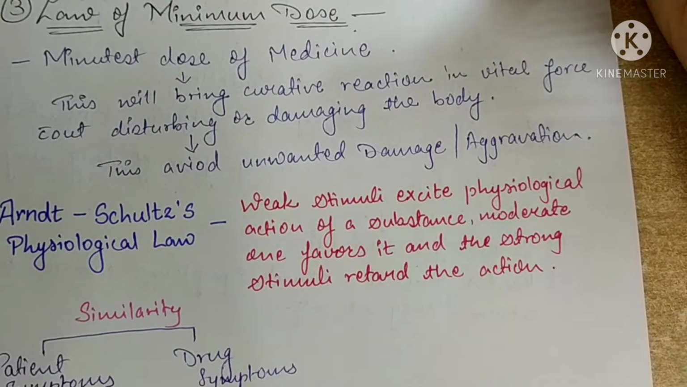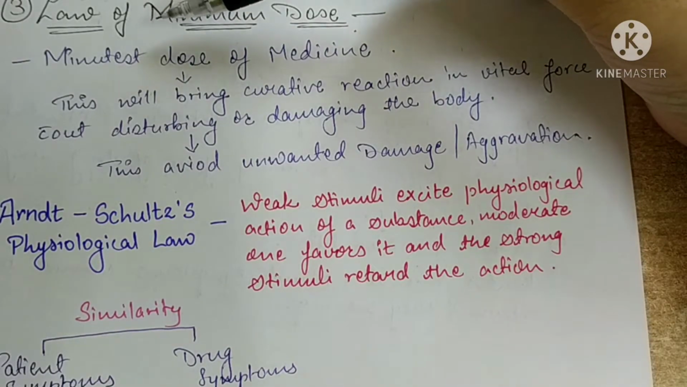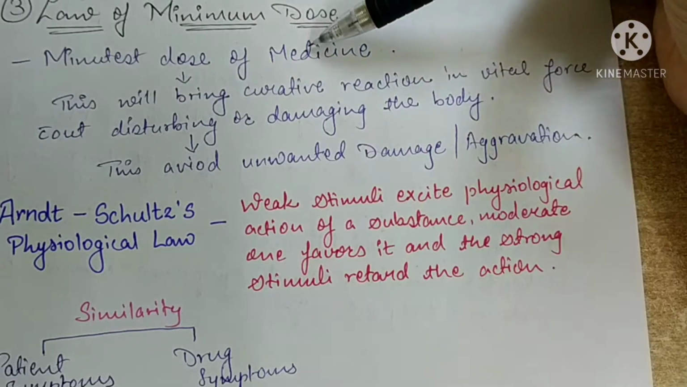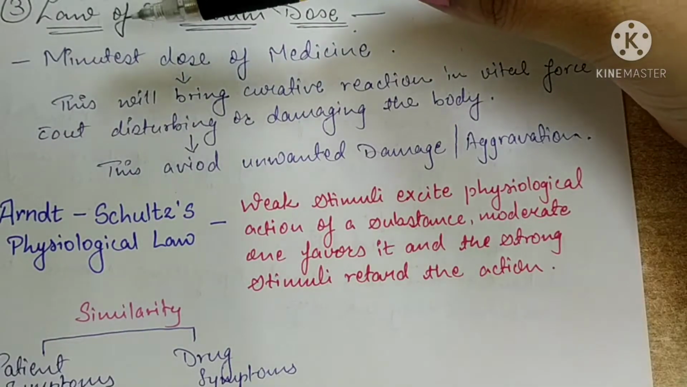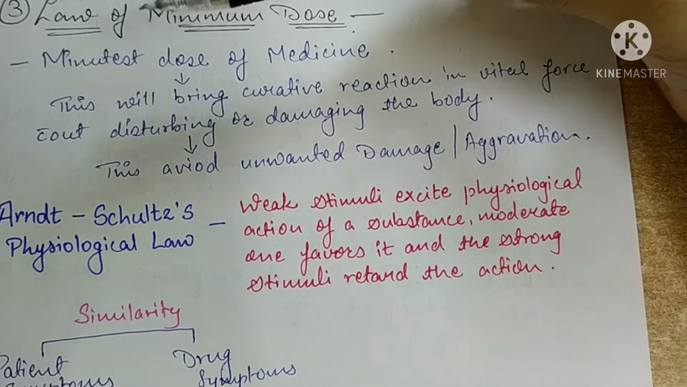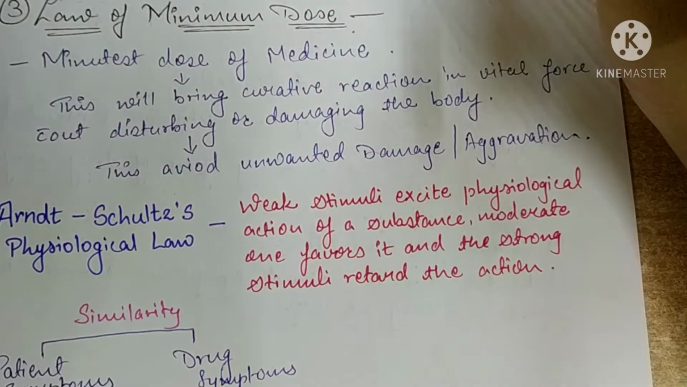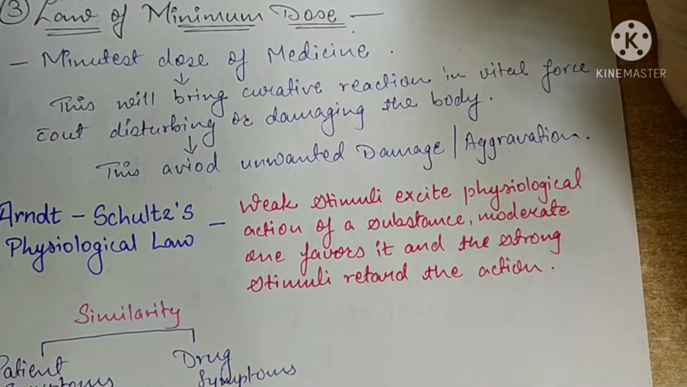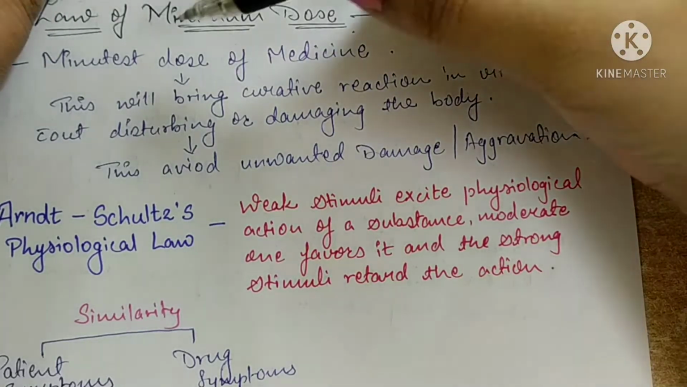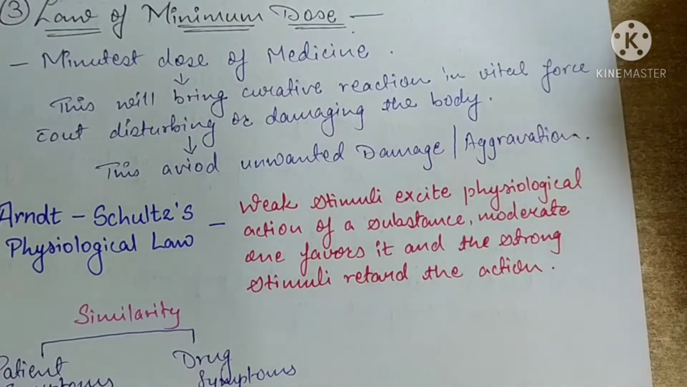Okay, let's see the third law, the law of minimum dose. This law means to prescribe the minutest dose of the medicine. This tells us that we have to always prescribe the minutest dose of medicine. This will only act on a patient's vital force. The patient's vital force is deranged due to the disease condition, and to get that back into the normal dynamic plane, we have to apply this law, that is the law of minimum dose.